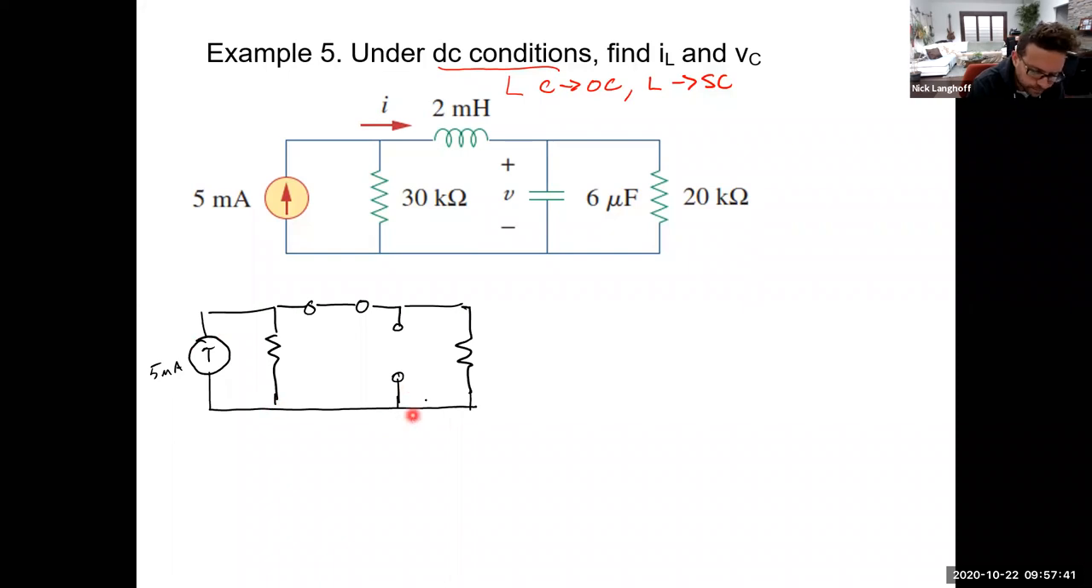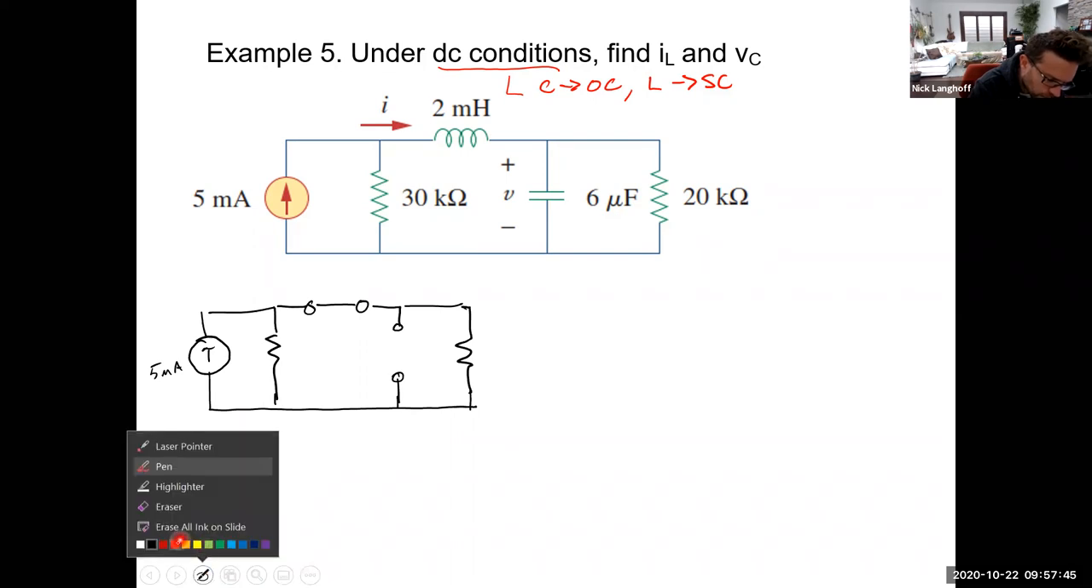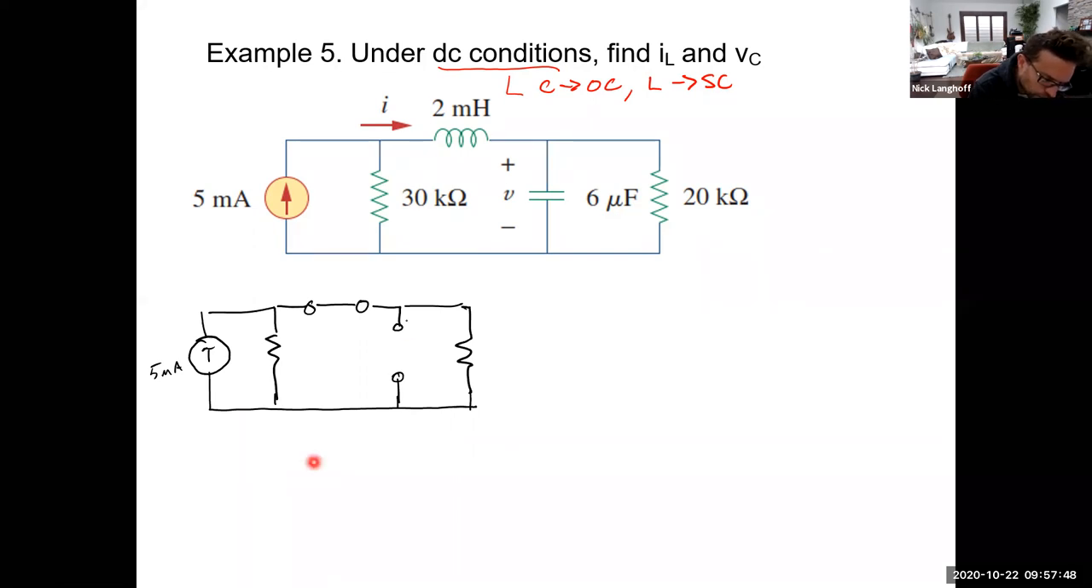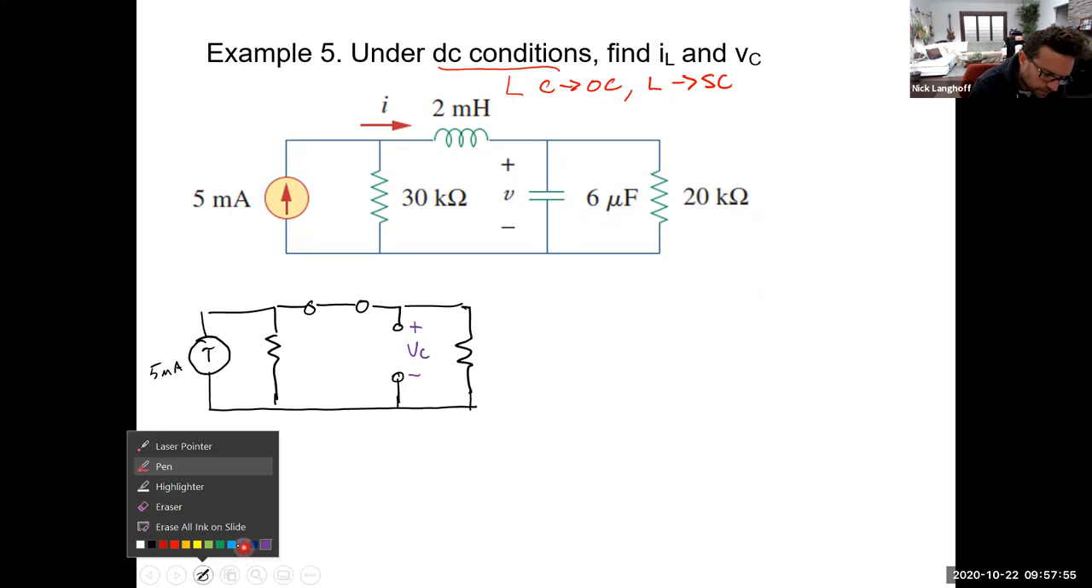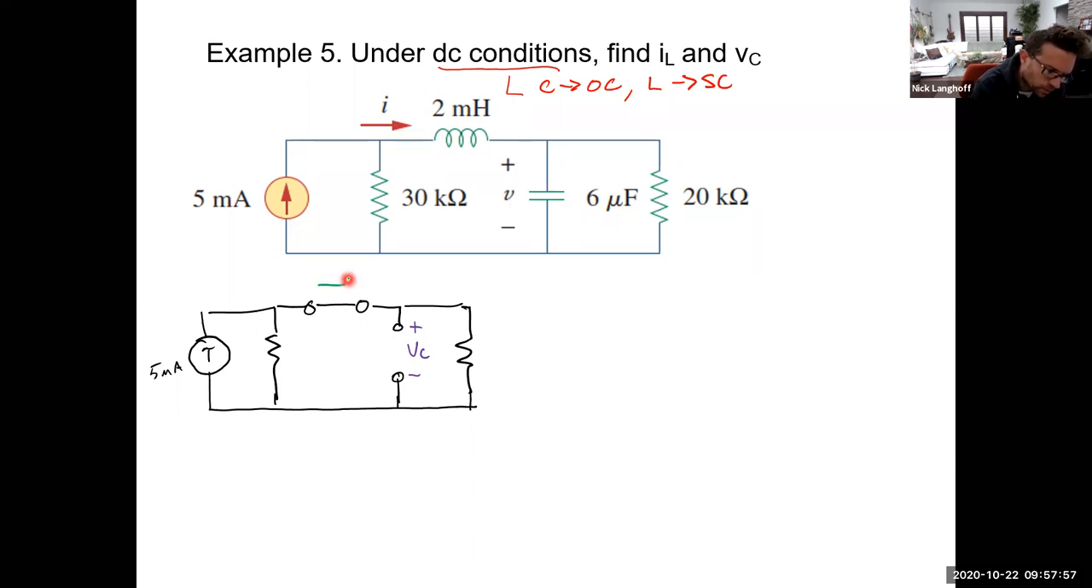Okay. So what are the things we're looking for? We want to find the voltage across the capacitor, VC. And we want to find the current through the inductor, IL. So let's draw the resistive values on there. This is 30 kilo ohms. And here is a 20 kilo ohm resistor.